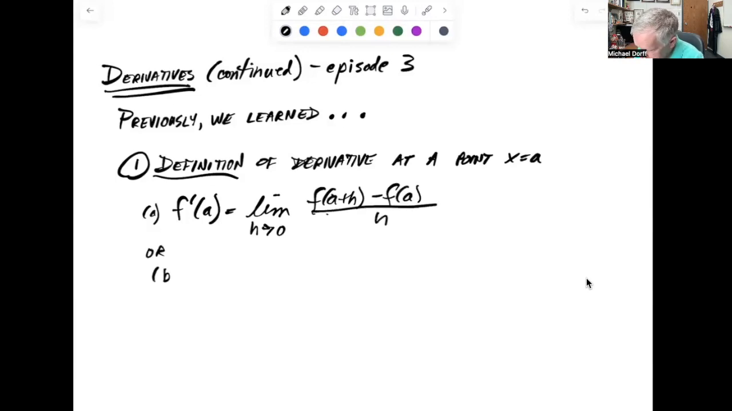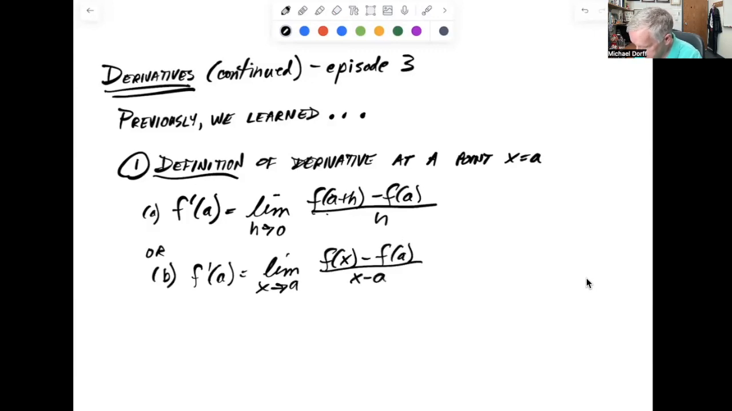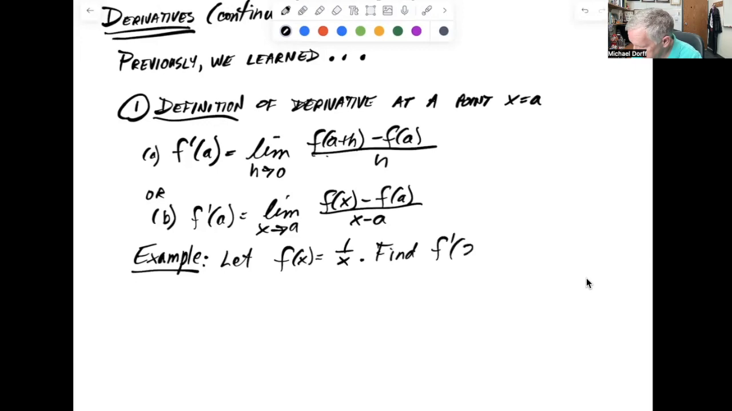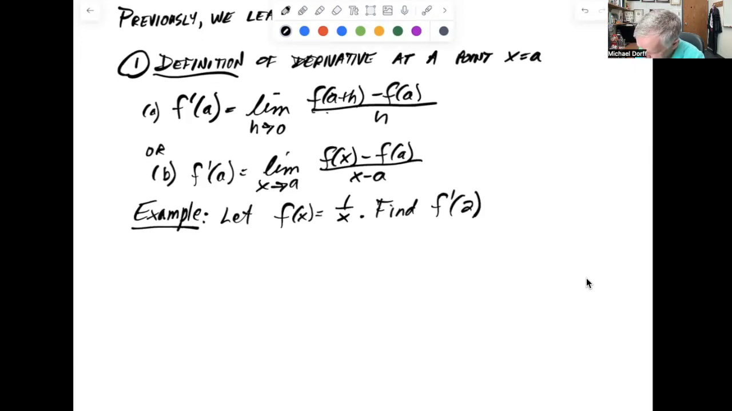Or we could also think of the derivative as the limit as x goes to a of f of x minus f of a all over x minus a. And an example of doing this was the following. Let my function f of x equal 1 over x; find the derivative at 2. When I do that, I'll use definition B here, the second definition.